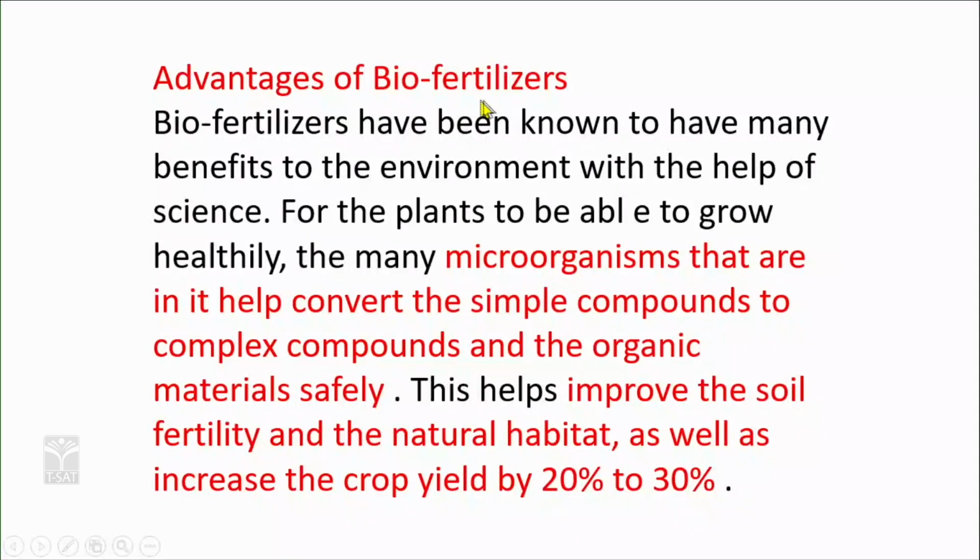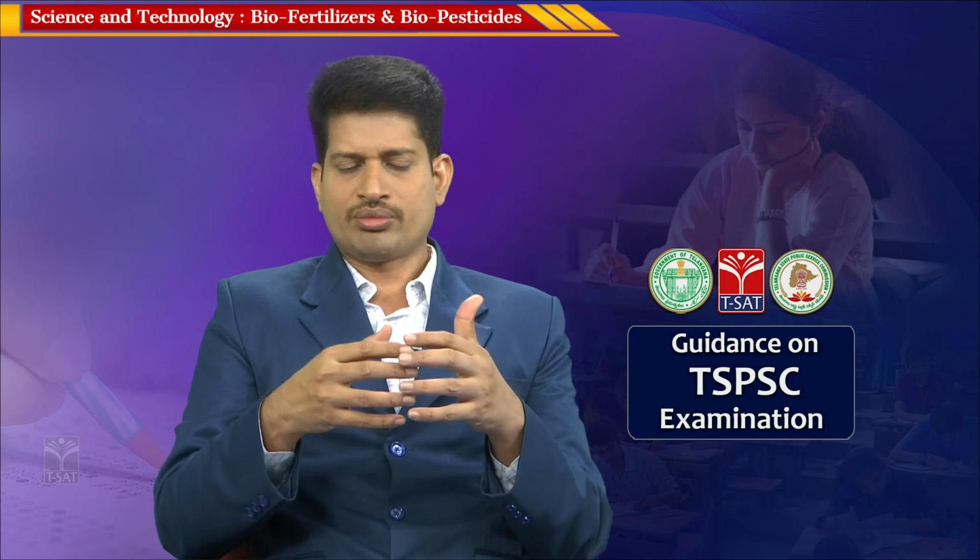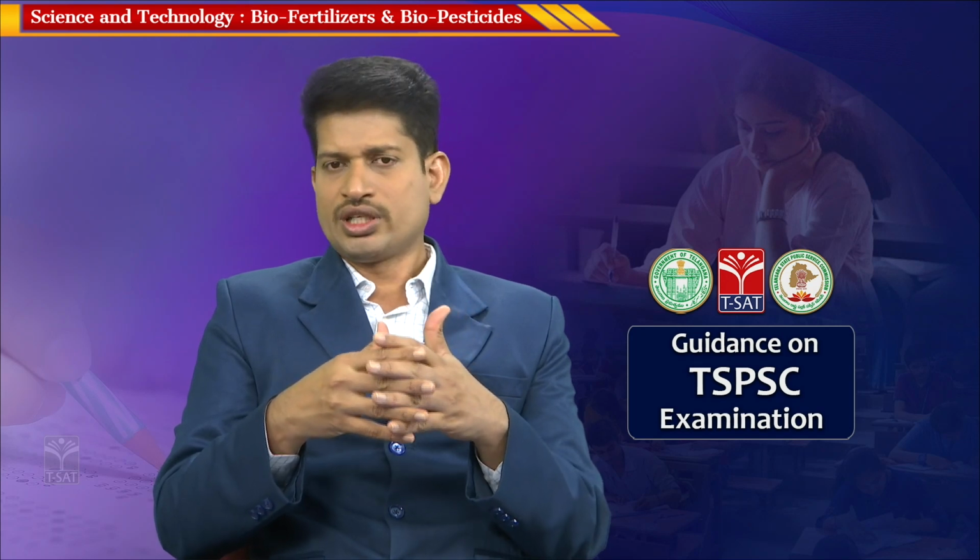So, what are the advantages of biofertilizers? The input in terms of fertilizers can be reduced. About 20 to 30% of the input of chemical fertilizers can be reduced. All of a sudden, throughout the country, we may not be able to shift to biofertilizers, but to an extent, when we are supplying them, it will be a kind of sustainable development, and the consumption of chemical fertilizers and pesticides can be reduced. That is one of the main advantages.